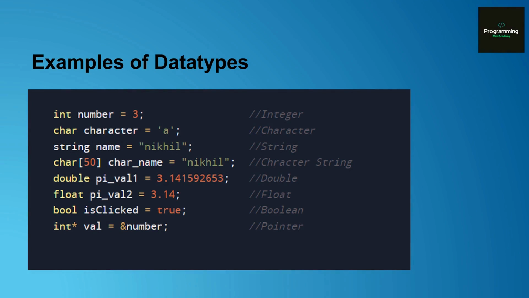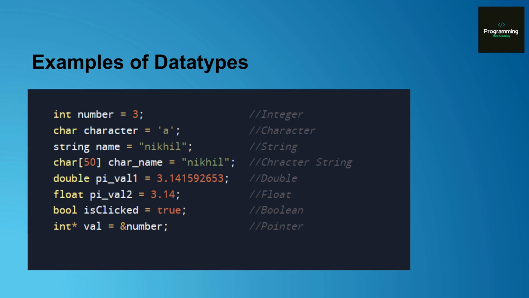So these are some examples of the data types. To store a number, we go with the integer data type. To store characters, we go with the character. Now for string, we have two data types. First is char 50, that is it can store up to 50 bytes, and second is string. Now string is from the C++ libraries, and the character string is coming from the legacy C programming.